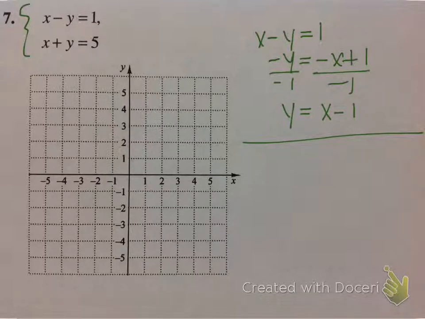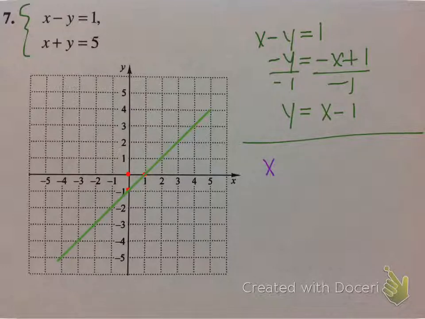My intercept is -1, and my slope is 1 over 1. So I'm going to go up 1 and right 1. And now I'm going to get my line. Okay, that looks pretty good. Now, let's do the other equation.